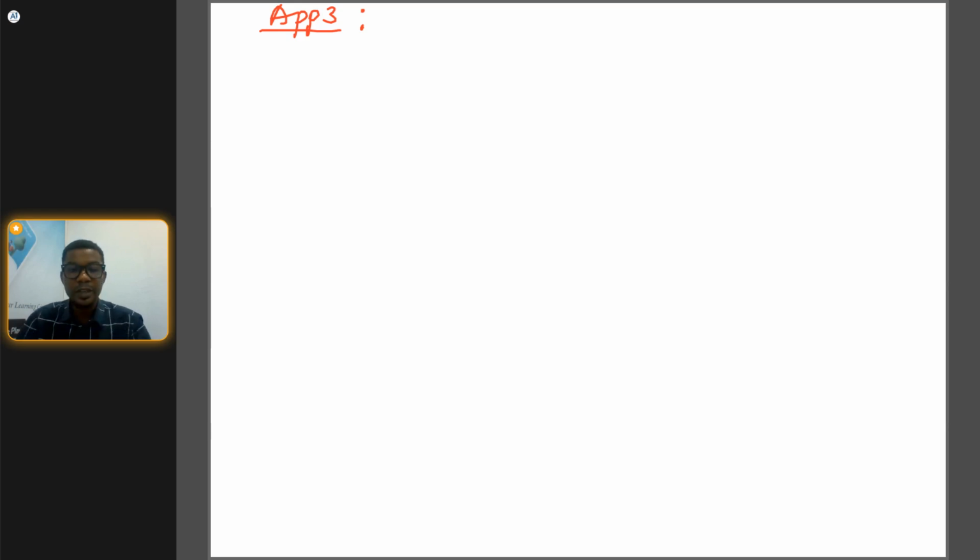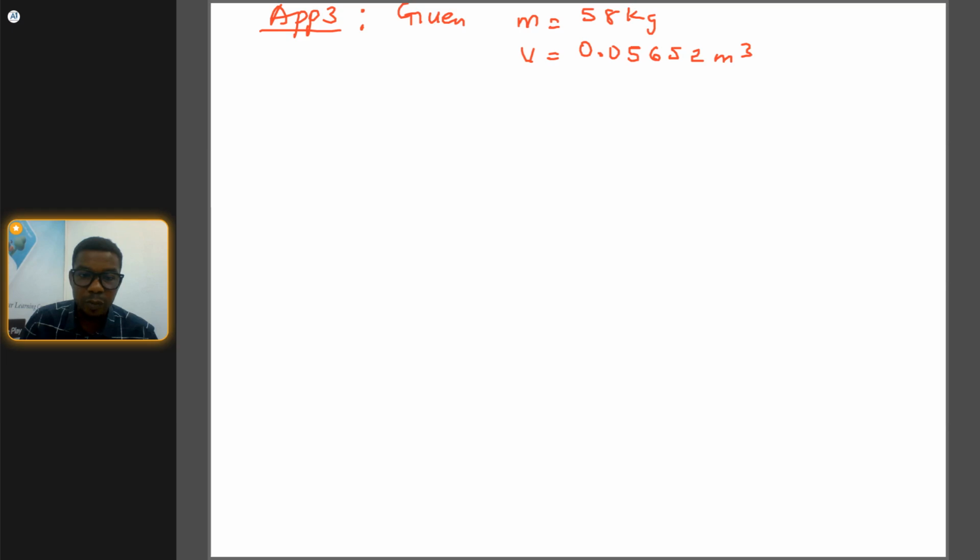All right. So given the following information, given that M equals 58 kilogram, then our V equals 0.05652 meter cube, and we are asked to find the density. Okay, so we want to find the density of this question.